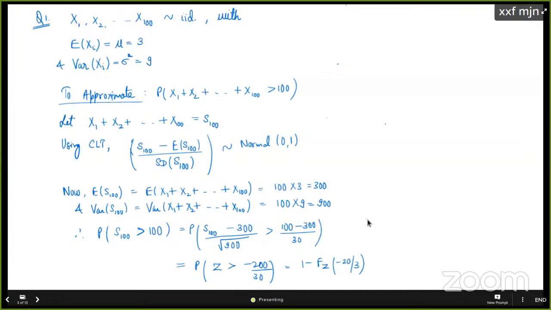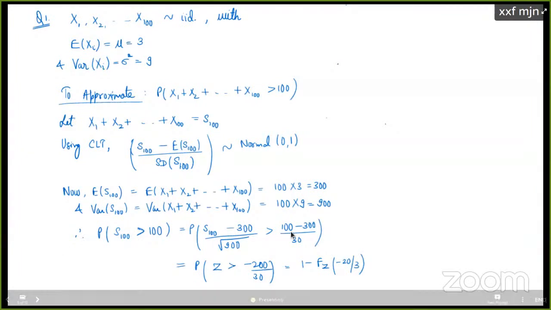So that is the correct answer. But Fg of minus 20 by 3 itself will be equal to 1 minus Fg of 20 by 3, right? So what is Fz of minus 20 by 3?